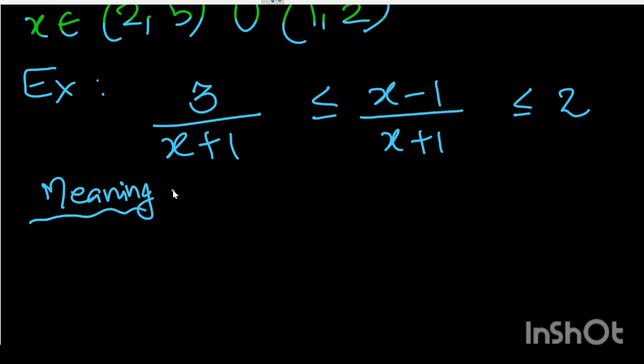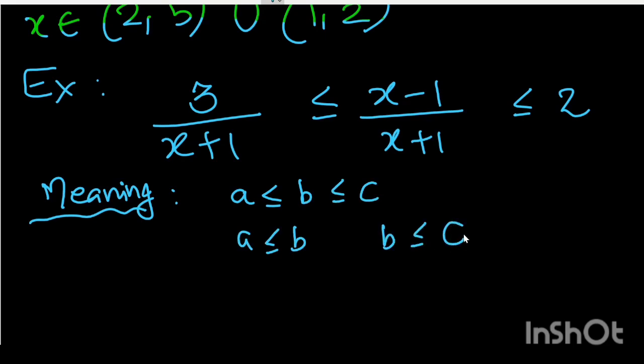Once you are comfortable with the meaning, we will proceed with the hint. So guys, the meaning is this. See, a less than equal to b, b less than equal to c. If I write this, in between what will come? In between b will come. So a less than equal to b less than equal to c means a less than equal to b and b less than equal to c, which means this.